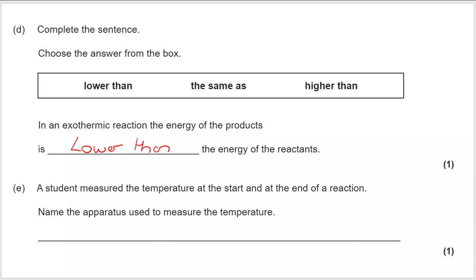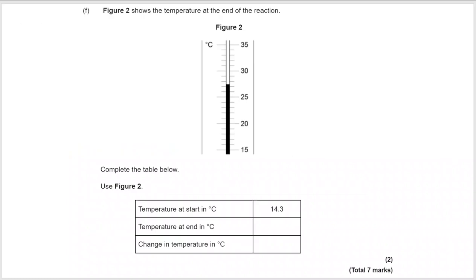A student measured the temperature at the start and at the end of a reaction. Name the apparatus used to measure the temperature. So, relatively straightforward, hopefully. We're looking for a thermometer. And then we get to analyse a thermometer.